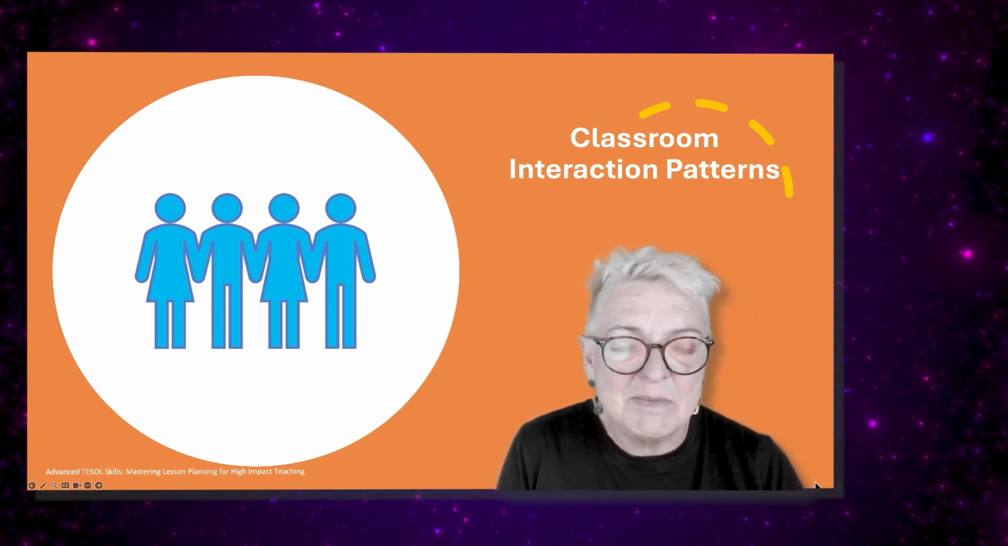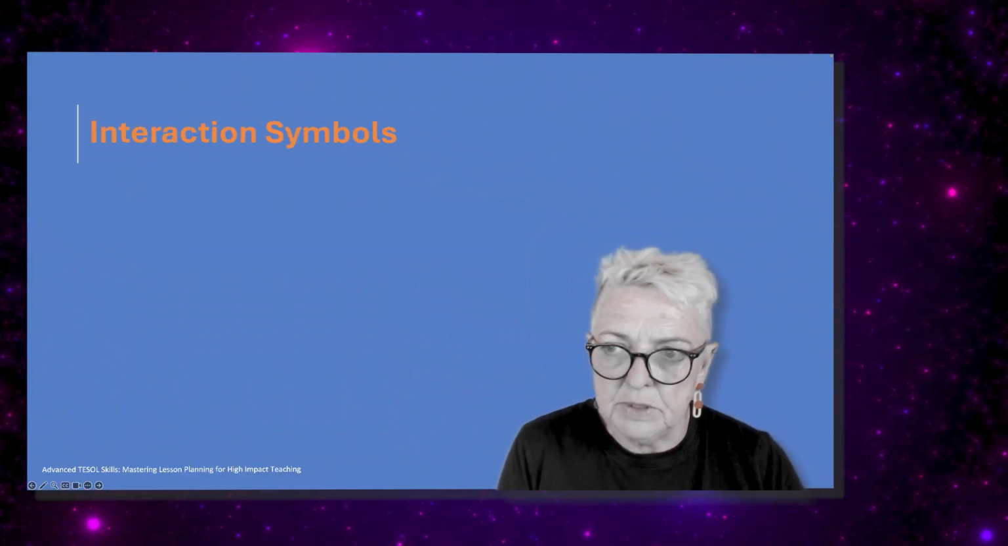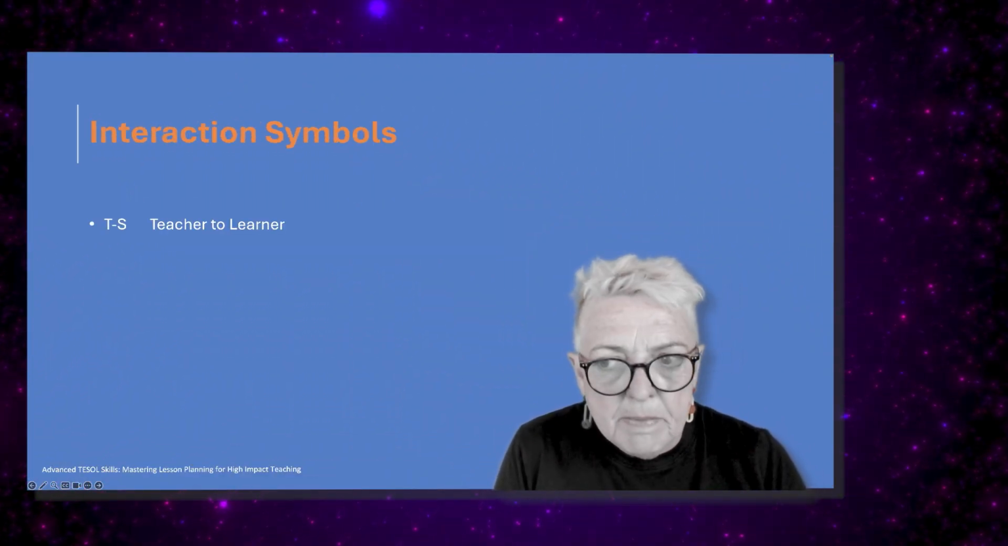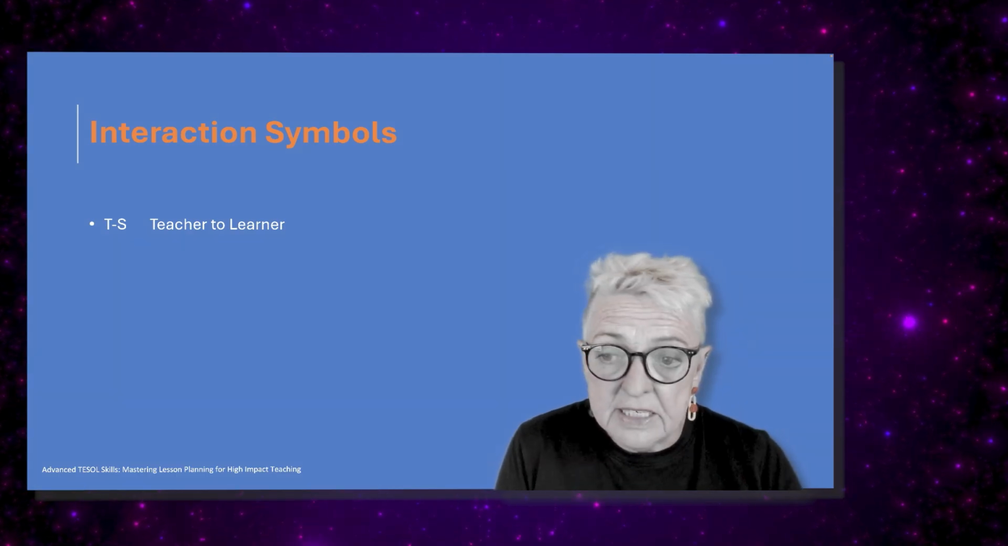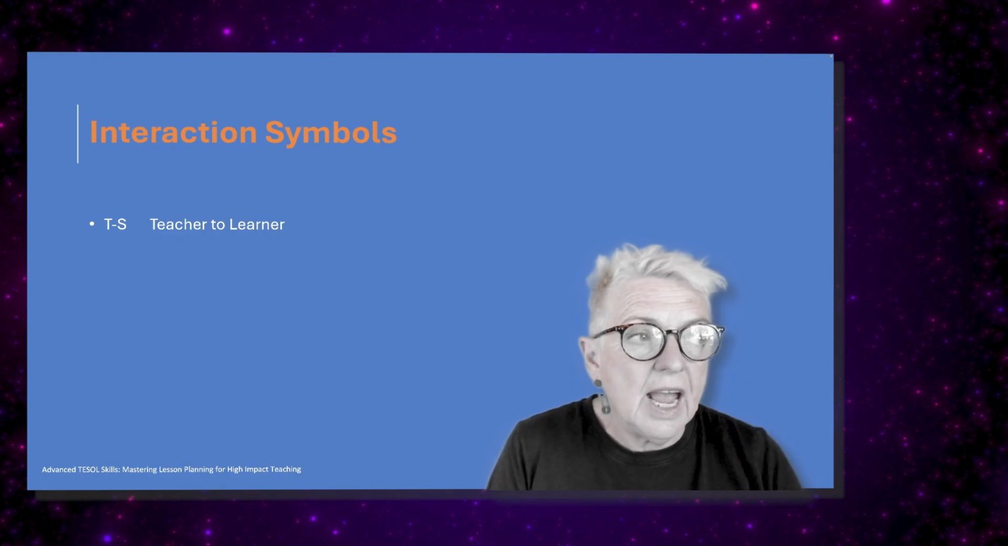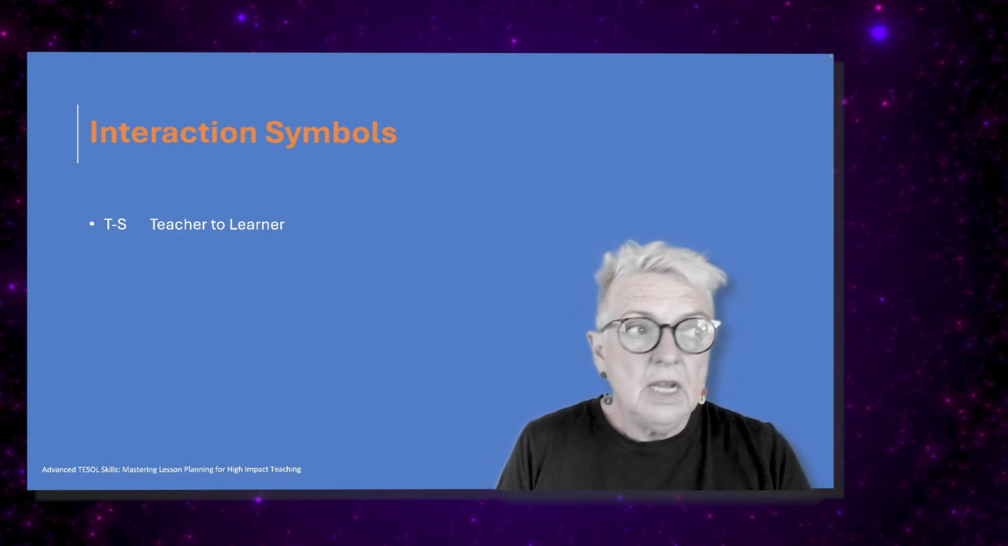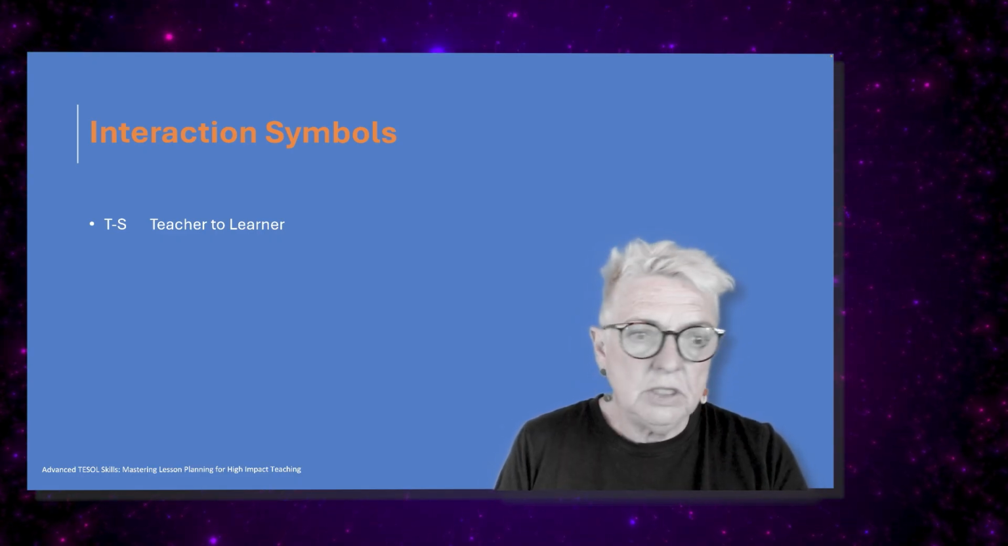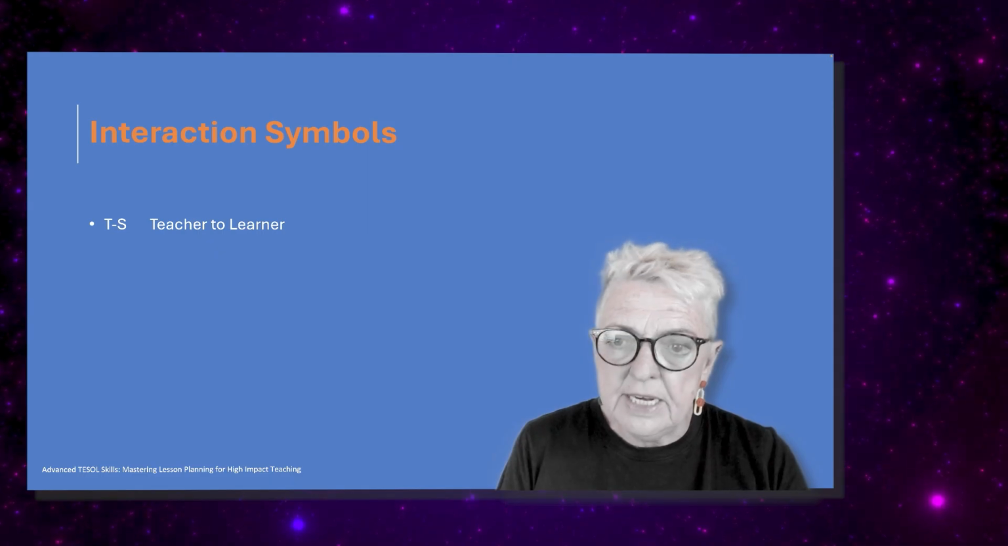Okay, we'll look at that in a bit more detail. So first of all, what do I mean by interaction symbols? They're probably familiar. These are reasonably international. TS on the plan means teacher standing at the front talking to the students. Now that could be giving input, could be giving instructions, but essentially teacher informing, students supposedly listening.